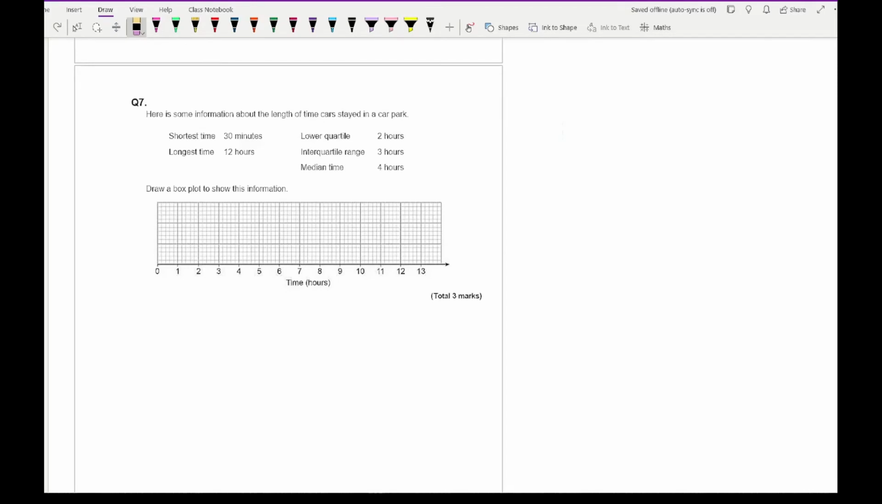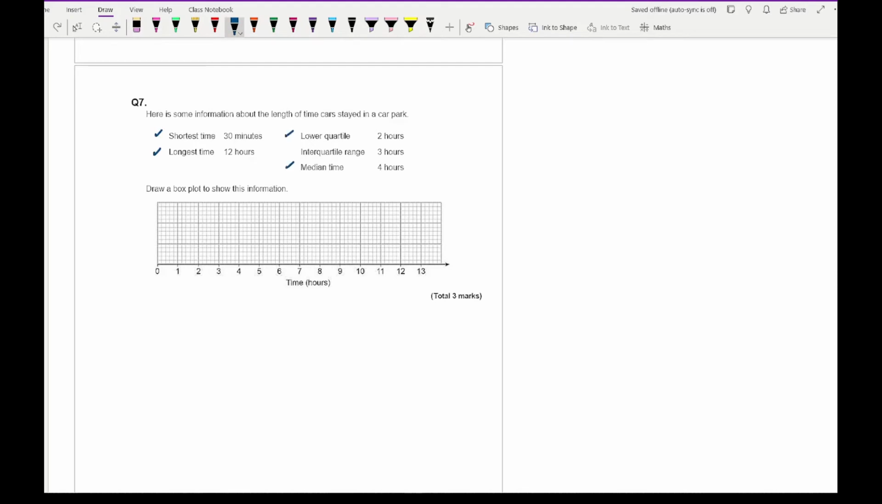So moving on to question 7, it says, here is some information about the length of times cars stayed in a car park. And we need to draw a box plot to show the information. Now, when you're plotting a box plot or box and whisker diagram, you need 5 bits of information. You need the shortest time, the longest time, the lower quartile, the median, and the upper quartile.